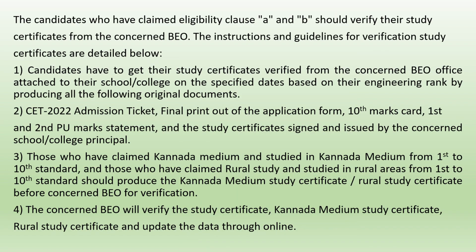So the candidates who have claimed the eligibility clause A and B should verify their study certificates from the concerned BEO. To verify it, there are different guidelines. You have to get the study certificates verified based on the rank which you get, and give it for verification in the KEA office. Then you have to take the final printout of the admission ticket, application form, 10th standard, and first and second PUC statement, and also the study certificate.